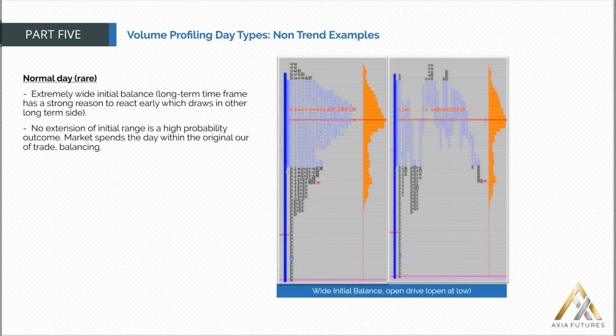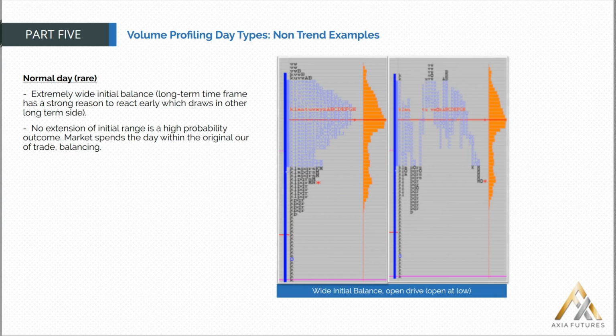The first day type in a non-trending market is the normal day. Now note, these are very, very rare to see. So there's one key characteristic that defines a market as a normal day. We have an extremely wide initial balance. So that initial hour of trade is a substantially bigger range than normal, so well above the average range.